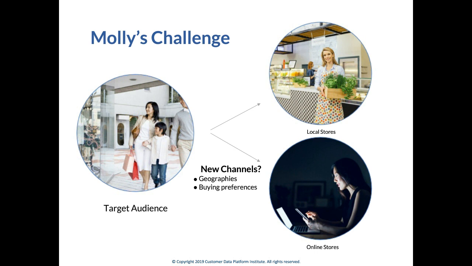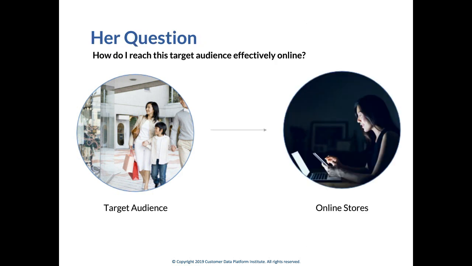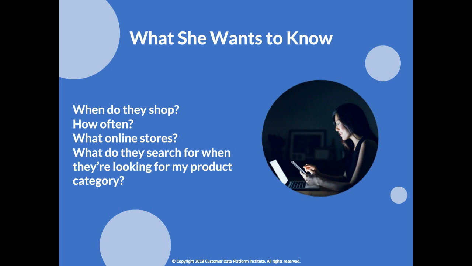She knows that these people should look the same as her current customers, but because they have maybe different online behaviors, they could be more dispersed geographically, they could have completely different preferences. So she needs to dig into this problem a little bit. The main question that Molly's going to have to answer is, how does she reach this target audience effectively online? So this leads her to a whole new line of questioning.